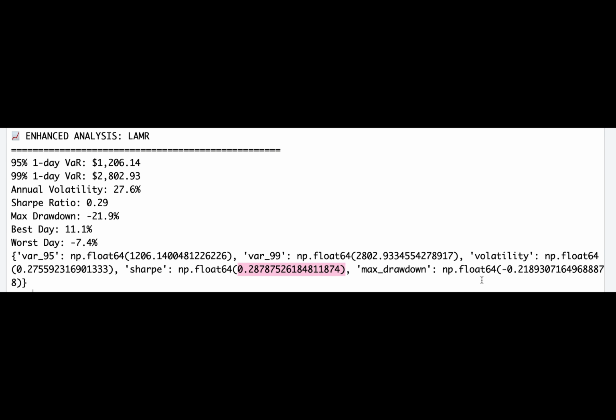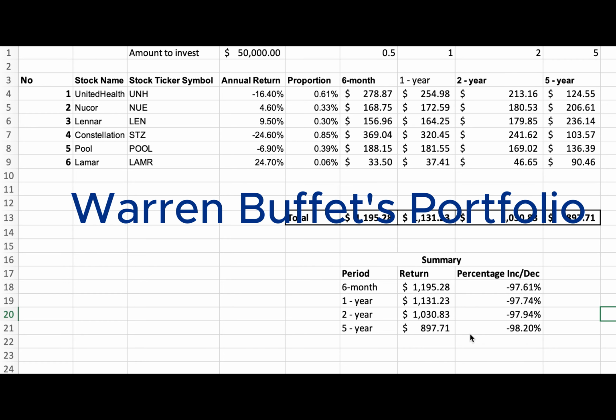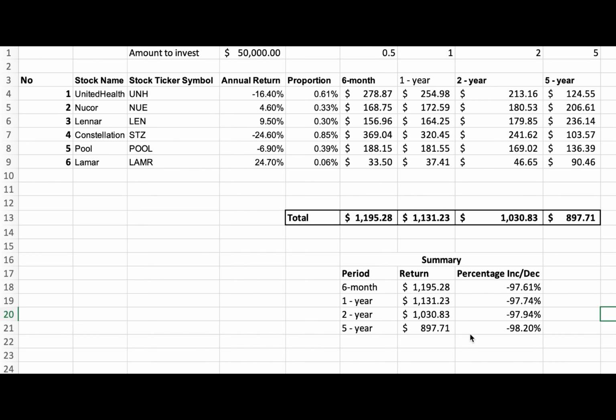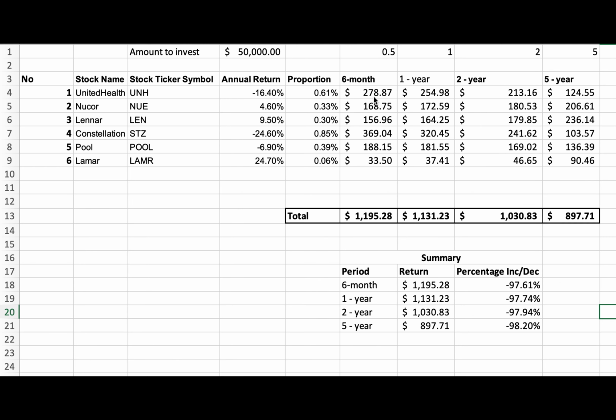So I wouldn't recommend putting all your eggs in one basket. If we look at Warren Buffett's proportionality based on the stocks that he has obtained, you can see there are literally small amounts. And if we're still looking at the fact that you have $50,000 that you're investing, within 5 years you'll only have $897.71. But he invested like $1 million in this. This is just a scenario.